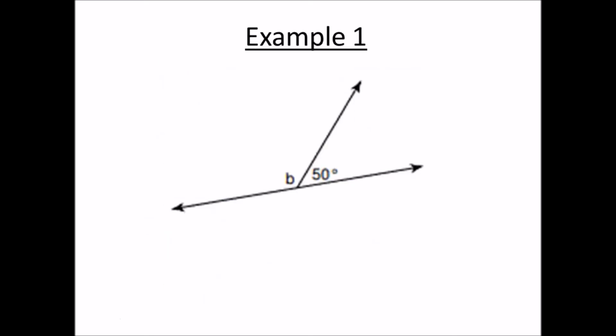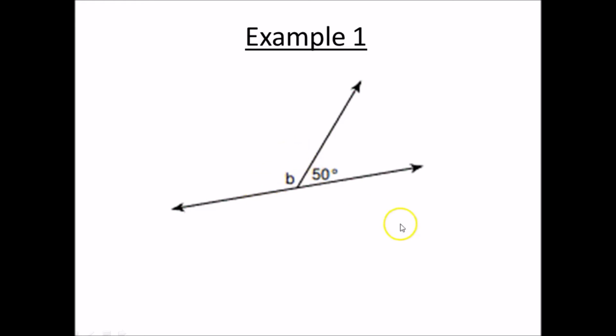Now let's look at example 1. In example 1, I have a couple of rays going on. I have this right here, I have this right here, and I also have this right here as well, okay? With those rays, what we're trying to figure out is what is angle B, which is all of this part right here. So what is angle B?